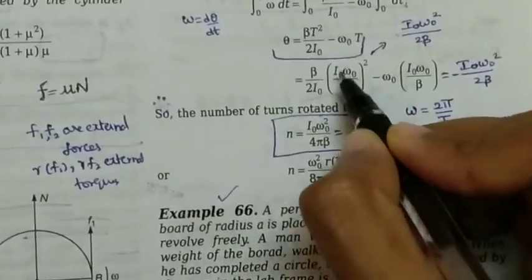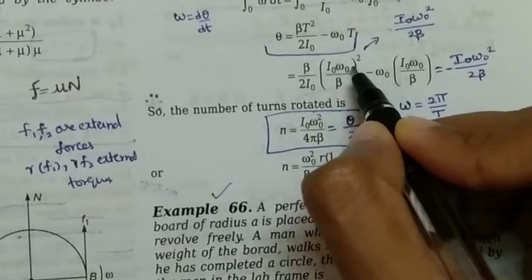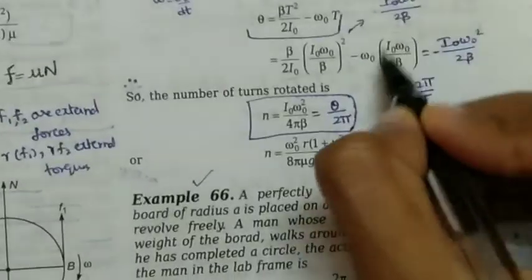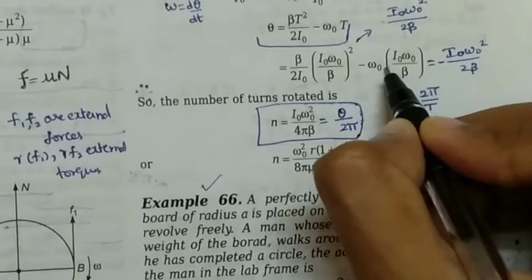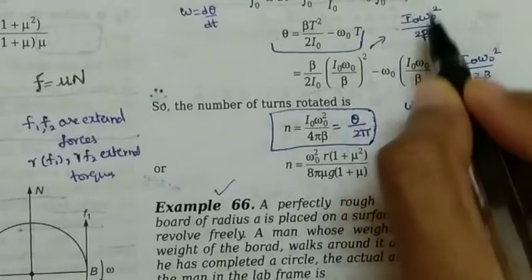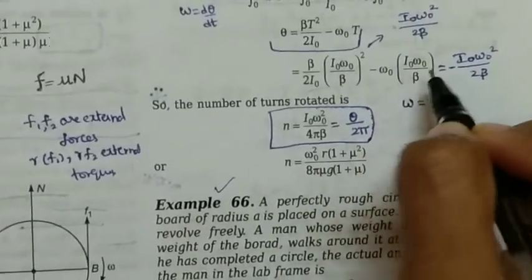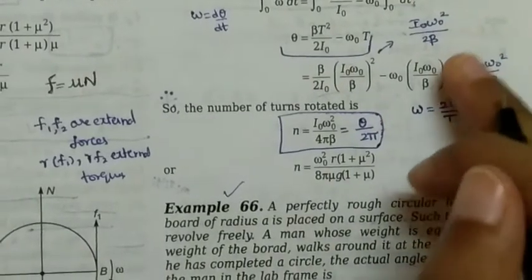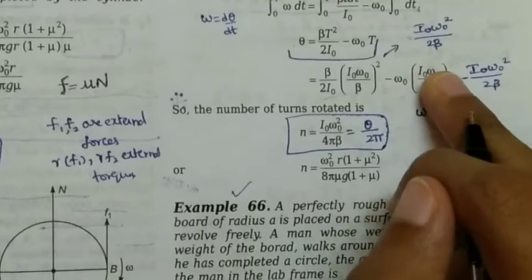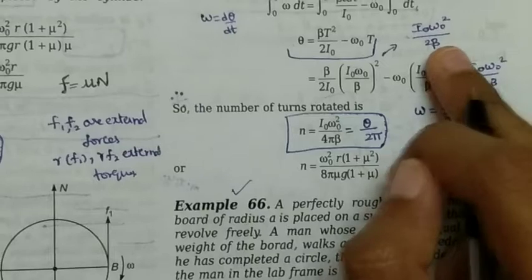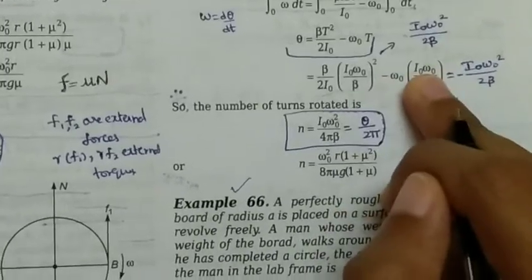So what would remain is I naught omega naught square by 2 beta in this term, after simplification. And in this term, I naught omega naught square by beta. So here I naught omega naught square by beta could be taken as common. Then what we would get is half minus 1. Here also I naught omega naught square by 2 beta. So half minus 1 is nothing but minus half.